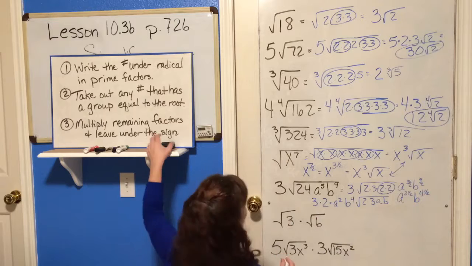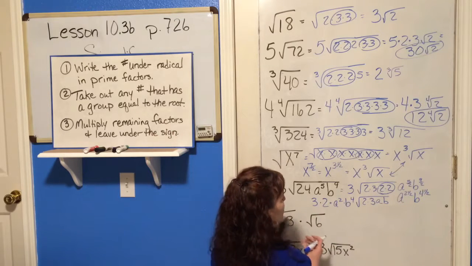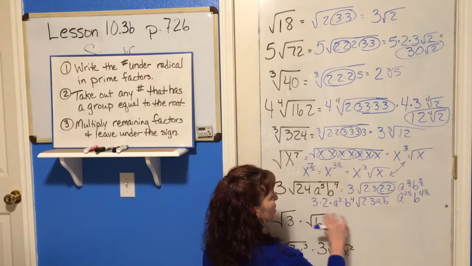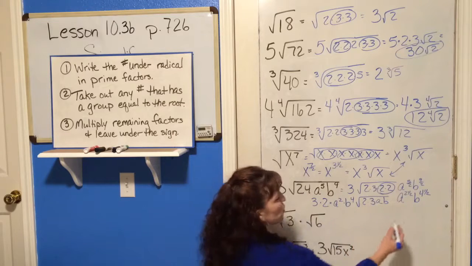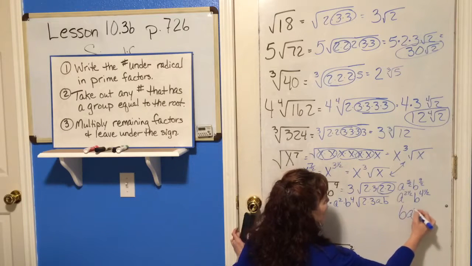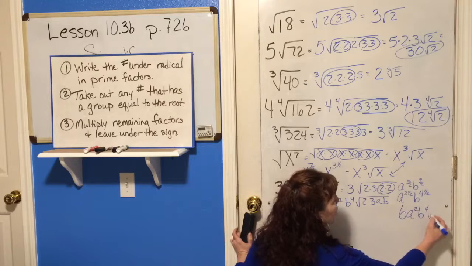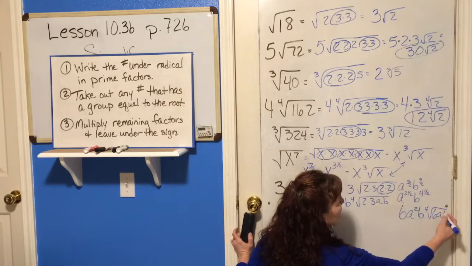I'm running out of space. So now for my final answer, I'm just going to multiply it all together. My final answer is going to be 6a squared b to the 4th square root of 6ab.